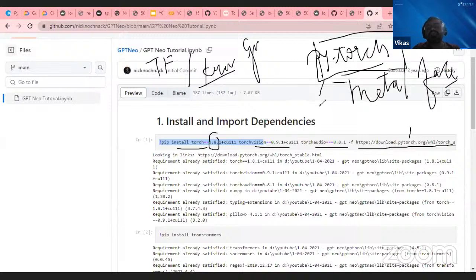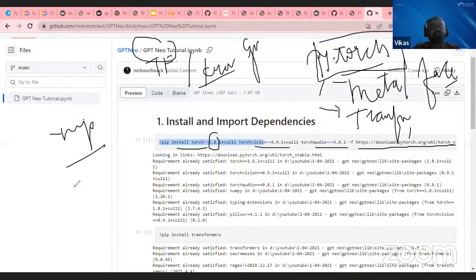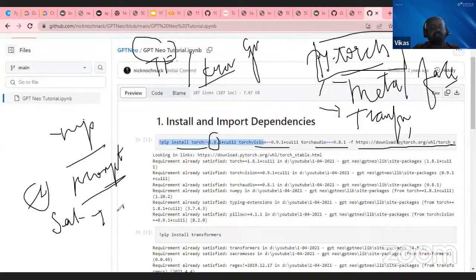Using this framework, we download the transformer model. That model's name is GPT Neo, and we'll set up that pipeline here. Using the pipeline, we'll provide one prompt, one single prompt. One prompt means one small sentence, and that sentence becomes the input. Based on that sentence, the model will try to generate multiple text for us. This is what the model does.